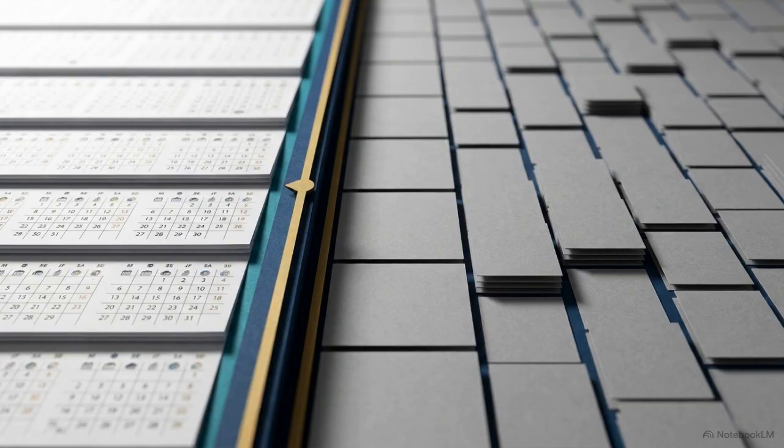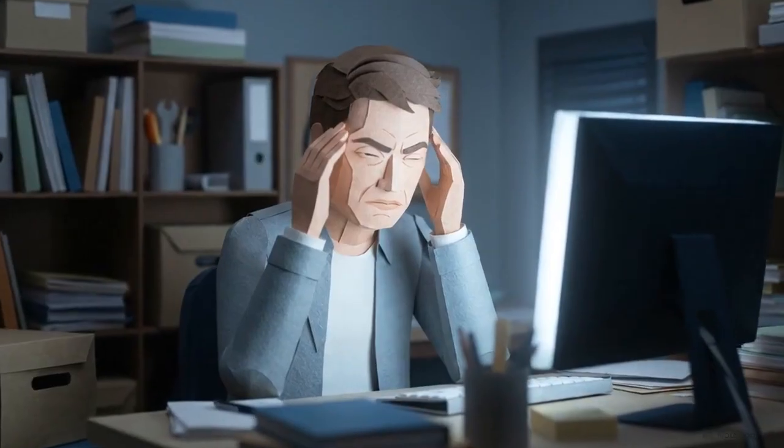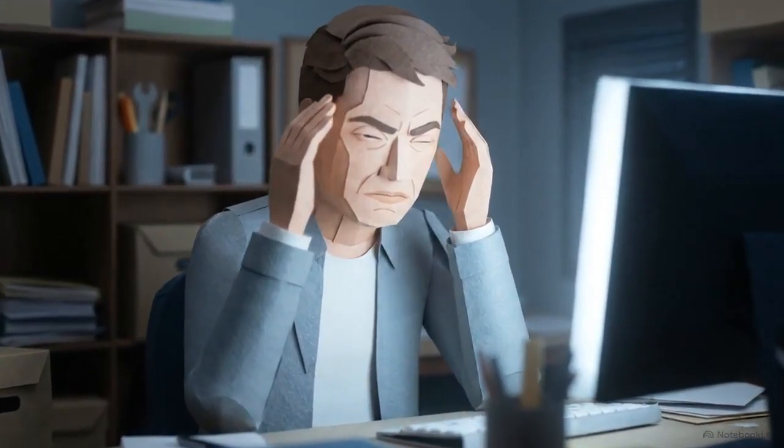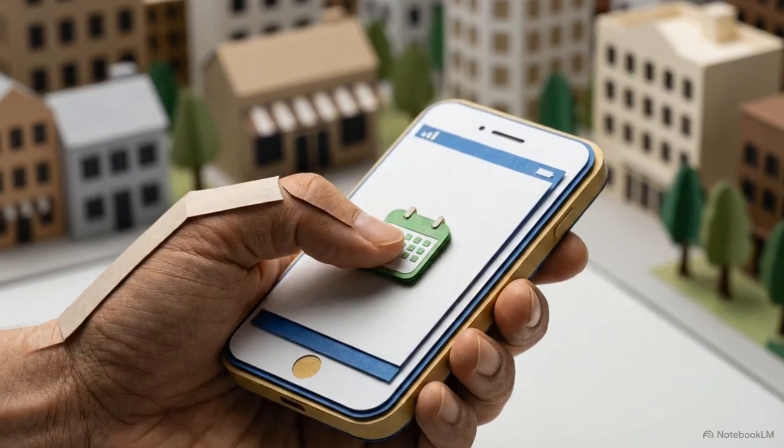But of course, a 5-year projection eventually runs out. You might wonder if you have to log back in half a decade later to start the whole process over. You don't. MulticalSync relies on a background process called auto-extension, which continuously calculates and generates new future dates as the years pass. The trigger for this is frictionless.